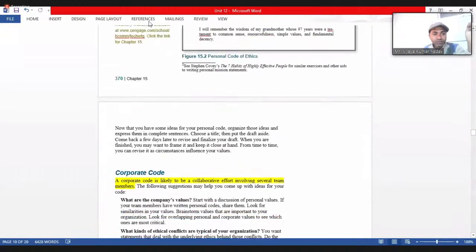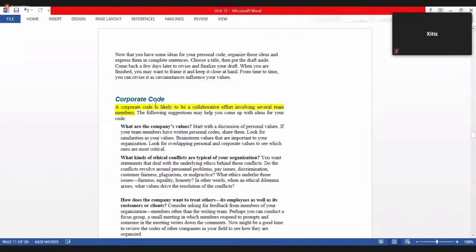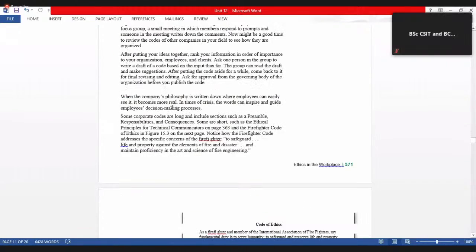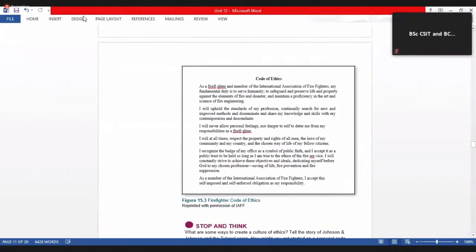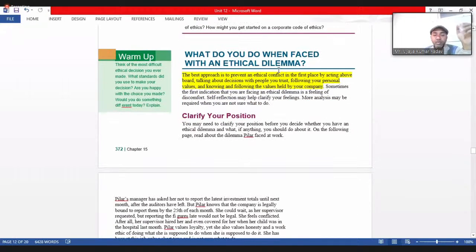Okay. So again, the corporate code is given here. Corporate code means company code. So what are the company's values? All these are given. You can read. What do you do when faced with an ethical dilemma? That is, what is right and what is wrong. If you are in a dilemma, if you are confused, what to do?